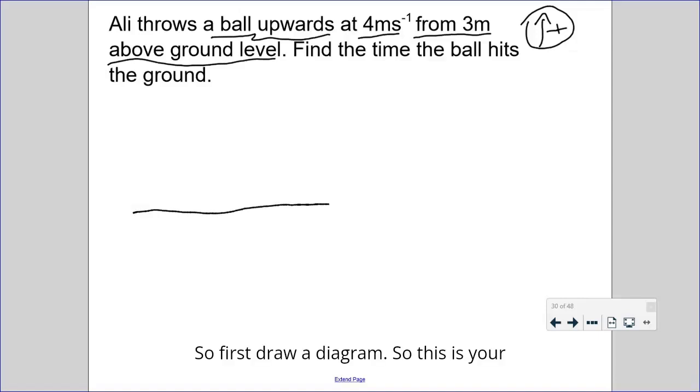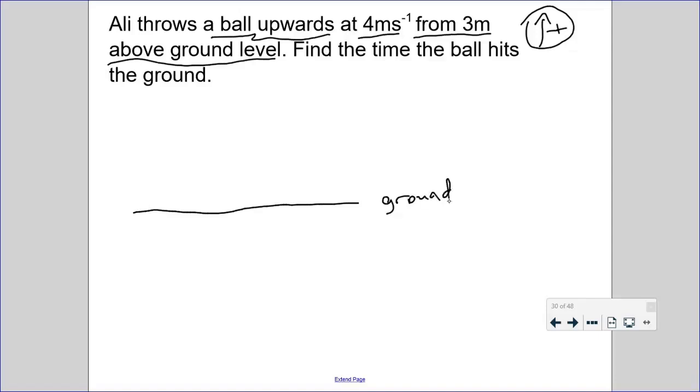So first draw a diagram. So this is your ground, right? Now the ball is thrown upwards from 3 meters above the ground, right? So let's make a dotted line, 3 meters. Okay. So the ball is thrown up from here and it comes back to the ground.